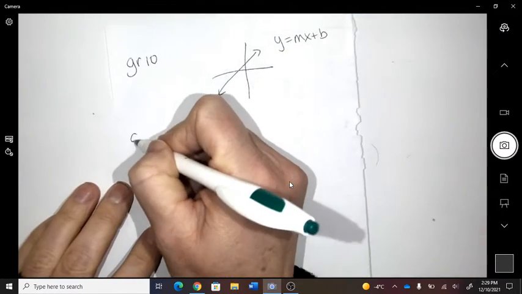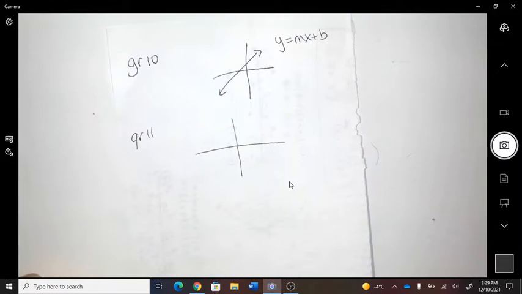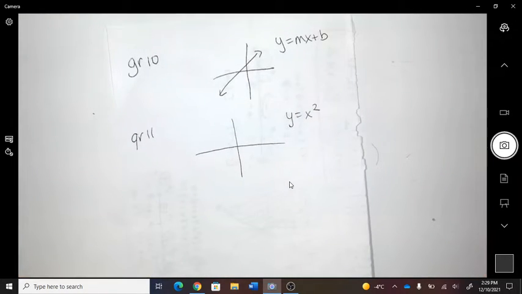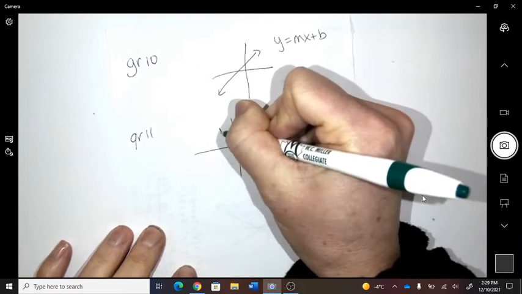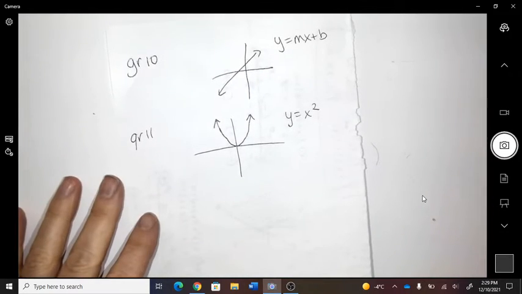Okay. Grade 11. Who knows what we graphed? Hopefully you remember, because it's x squared. Yeah, we graphed x squared. Do you remember what shape it made? We've done this. It makes a U shape. A parabola. Oh, yes, we did that. Do you remember?